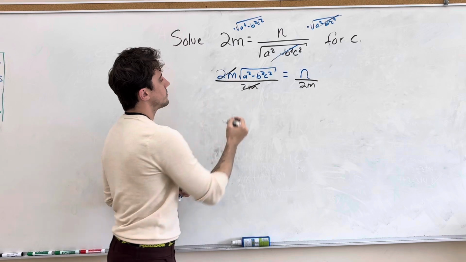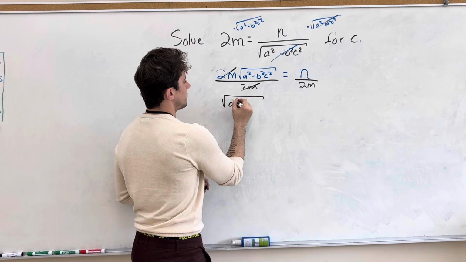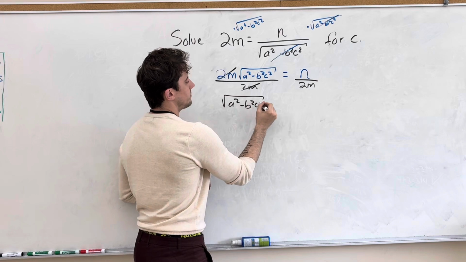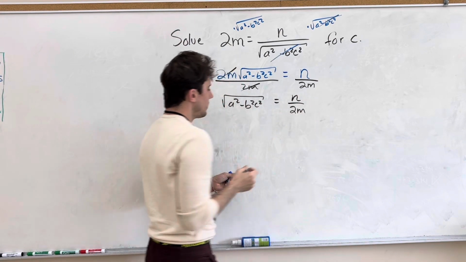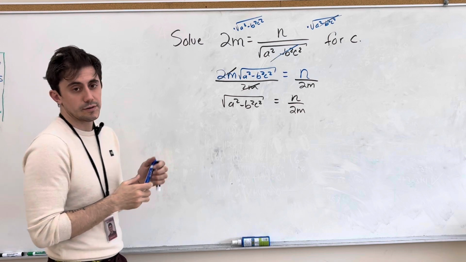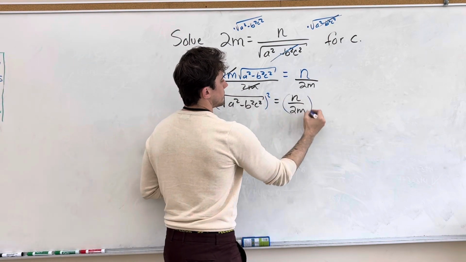So the 2m's will therefore cancel out. And so now we'll have that square root isolated on the left-hand side. And it'll be equal to n over 2m, like so. And now, to get rid of that square root, let's square both sides finally. So we square and we square.